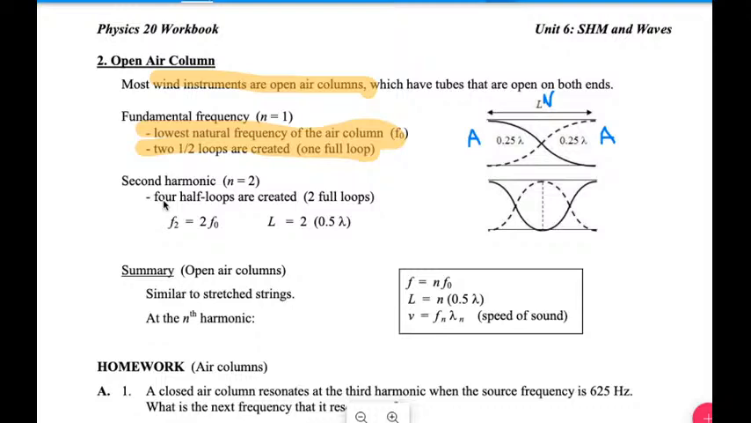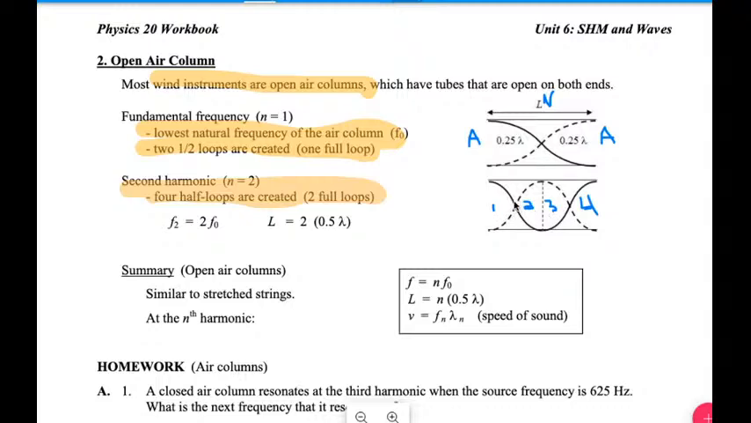Second harmonic, we're going to form four half loops. Again, similar to our closed air column, we need to have antinodes at each end. Actually, this is the second harmonic. So we've got 1, 2, 3, 4 half loops, or one full wavelength. So unlike closed air columns, all harmonics are possible. We're just always starting with an antinode on each end.